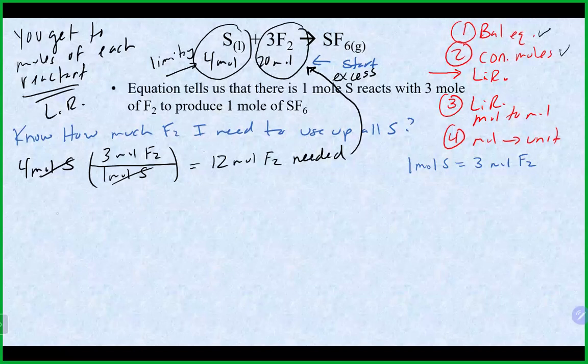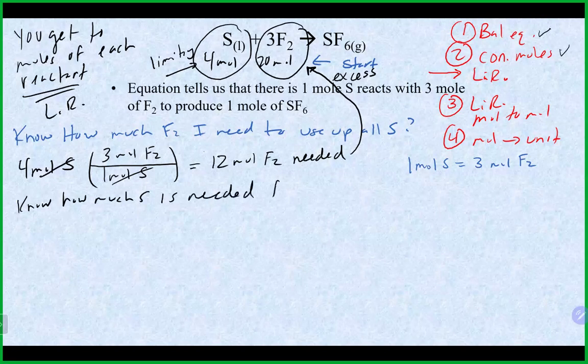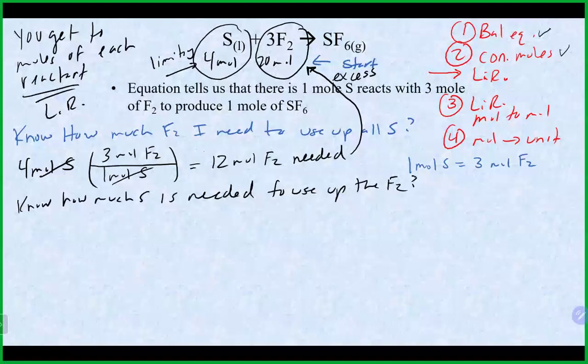Now, to answer your question, you don't have to do both of the calculations or both of the reactants, but you could choose either one. So the other calculation you could have done to figure out which one's the limiting reagent was you want to know how much sulfur is needed to use up the fluorine. So you could have done the other one.